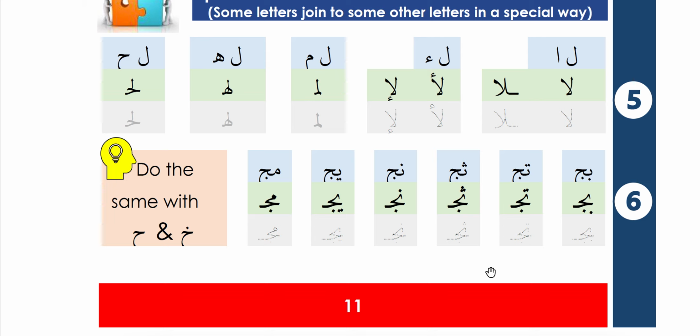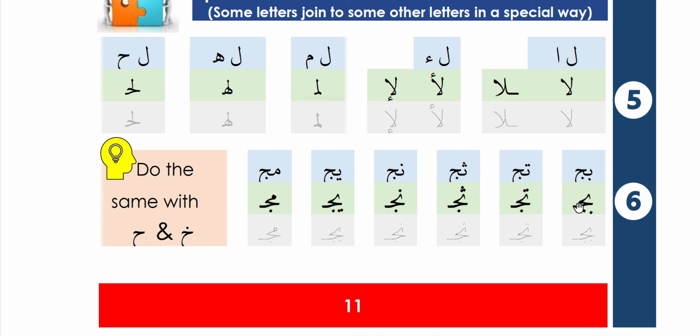Something else: when letters like ba, ta, tha, noon, ya, and mim come with any of the three letters jim, ha, kha, they take a different shape. They come combined with each other. So ba jim is like this. Focus on the tooth. The tooth is here, but it's upside down. And under the tooth you have this one dot. This means that it's ba.